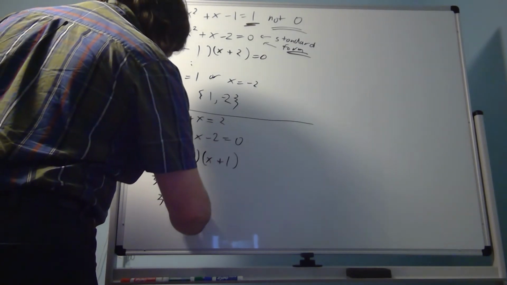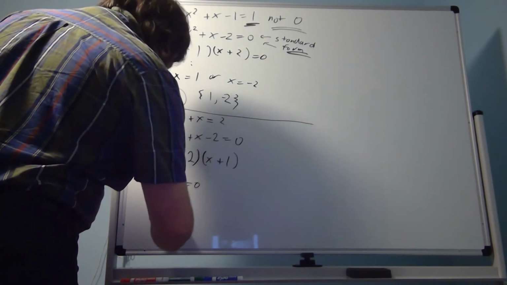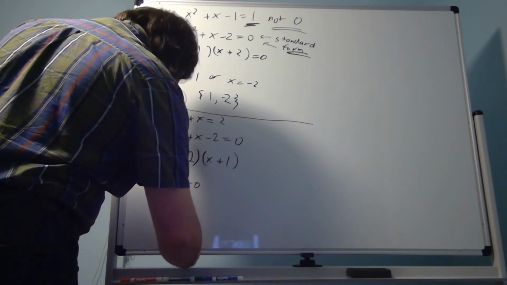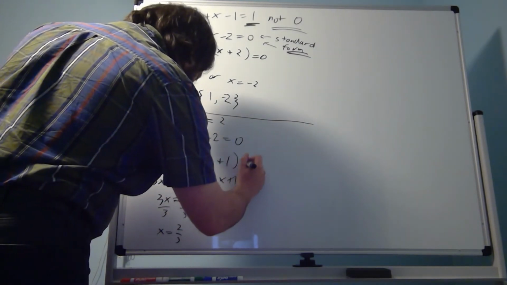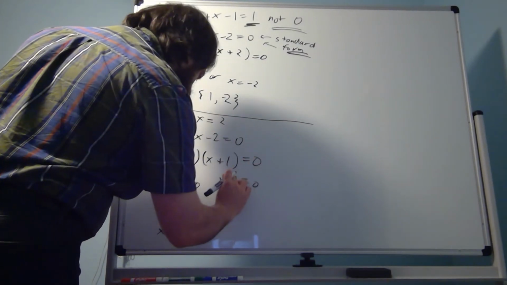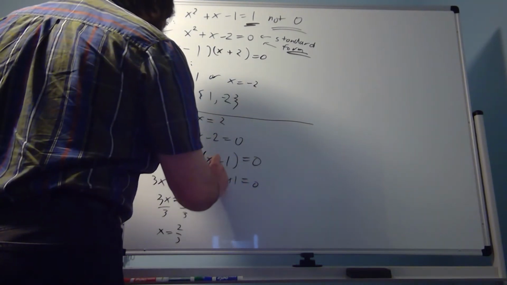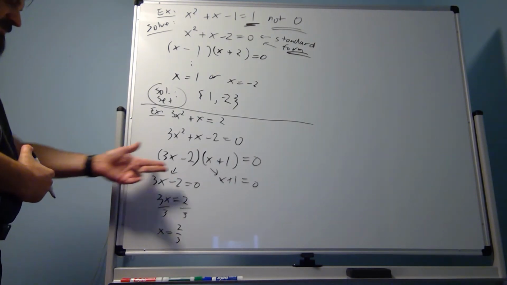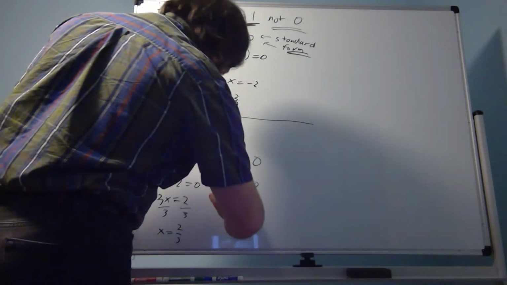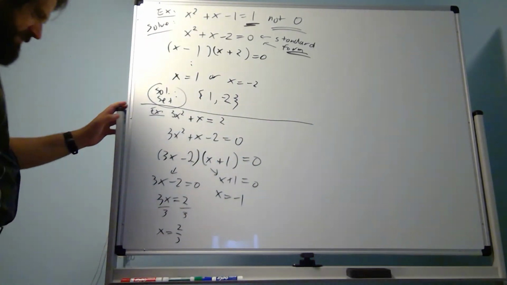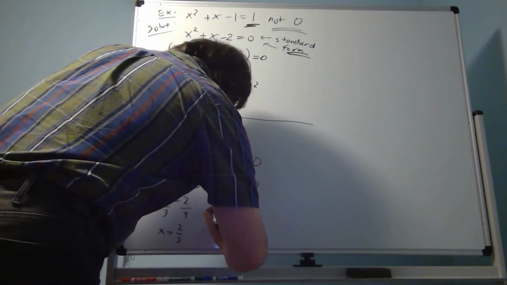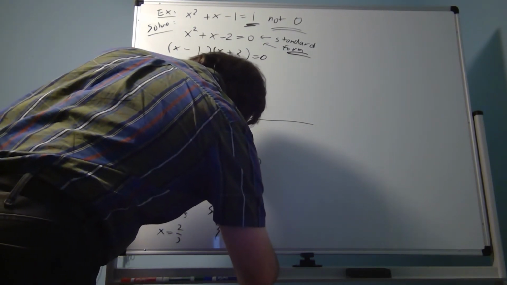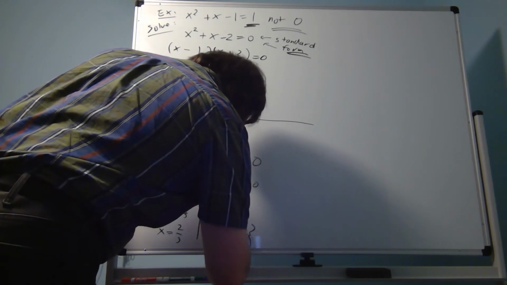So then 3x minus 2 is equal to 0, so 3x is equal to 2. Divide both sides by 3 to get x is equal to 2/3. And then x plus 1. So there's two different cases here. There's two ways that that product could be equal to 0. So one of these, or maybe both, could be true at the same time. It turns out that no, they give two different solutions. So the solution set is -1 and positive 2/3.